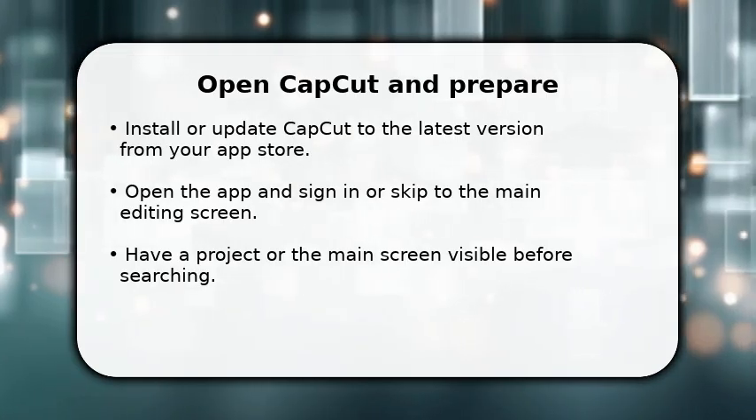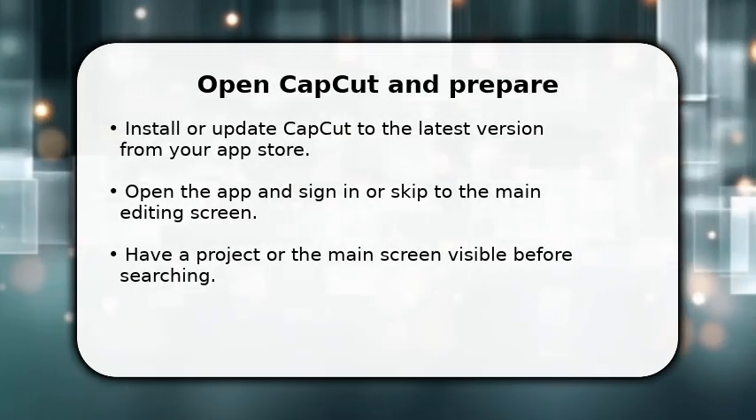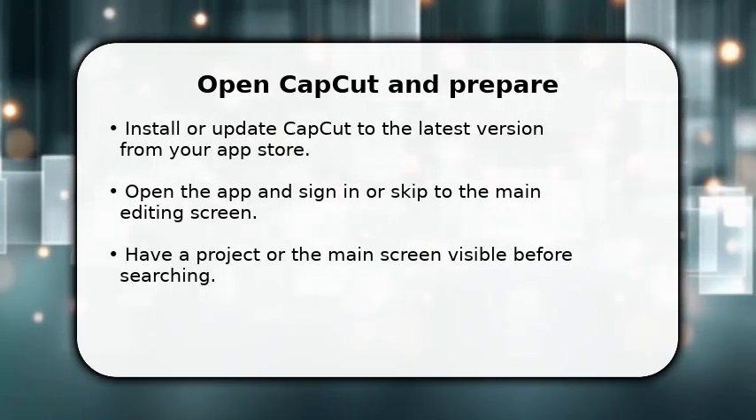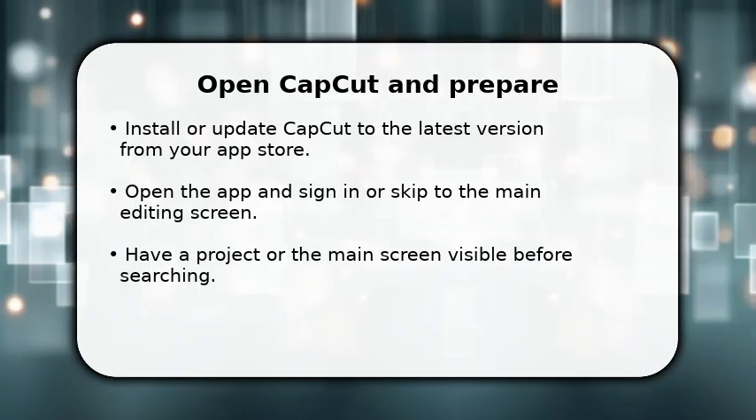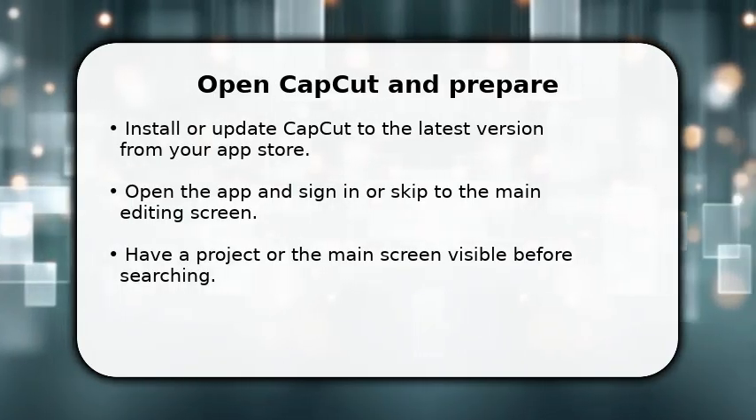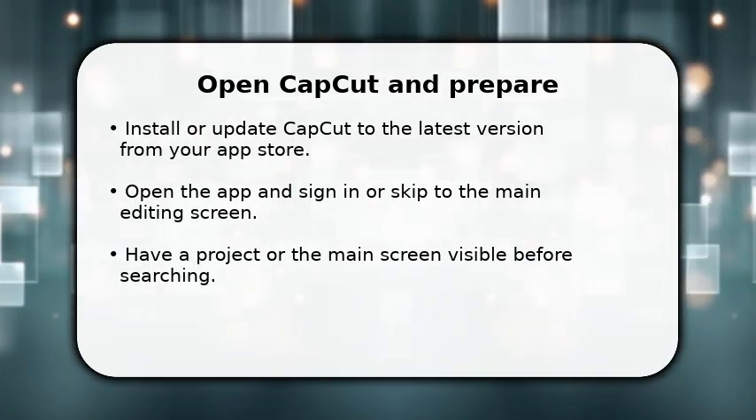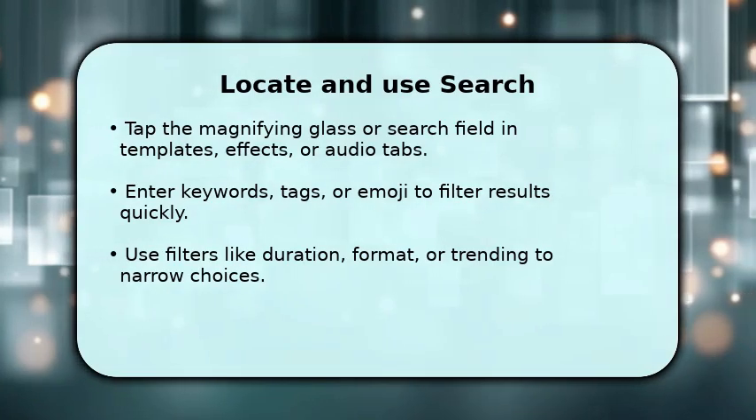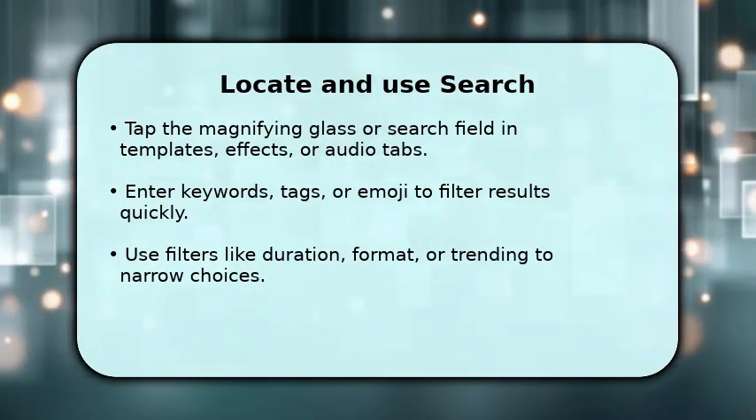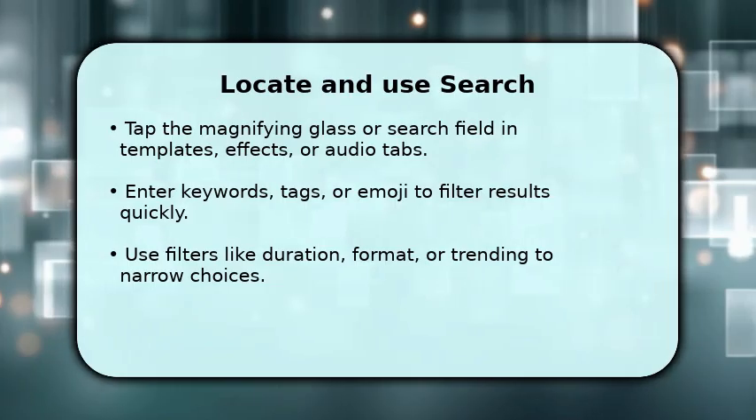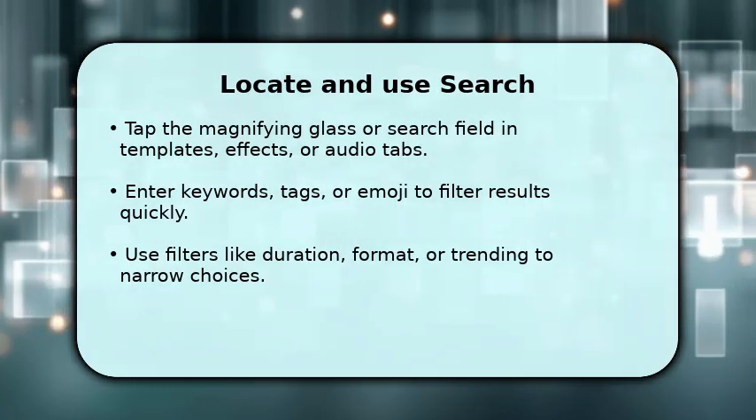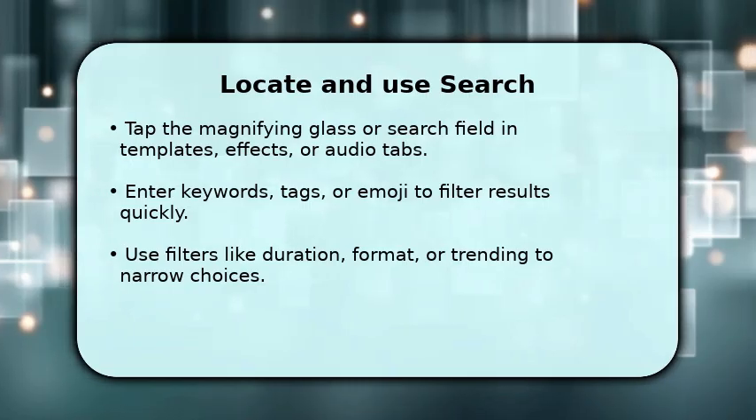If you're inside a project, use the back arrow to reach the template or asset browsing screen. Make sure you're on the templates or stock media page so the search field becomes available. Now you'll find the magnifying glass icon or a visible search field in templates, audio, stickers, or effects sections. Tap it. Type precise keywords or phrases, for example, transition or lofi beat, because CapCut matches terms and tags.